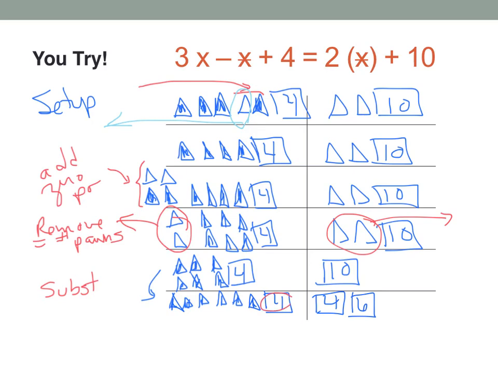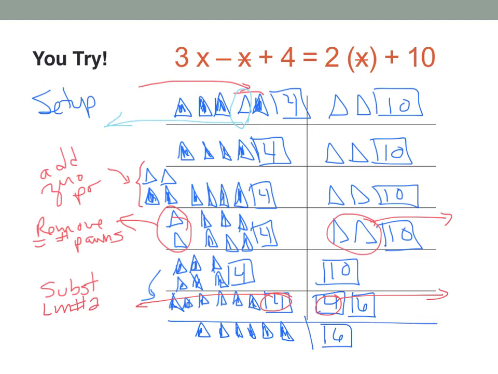And then legal move number 2, which is going to give us 1, 2, 3, 4, 5, 6 blue pawns on the left and a 6 on the right. And so our answer is blue pawn equals x equals 1, white pawn equals star equals -1, and you need to do a check. I am definitely out of room now.